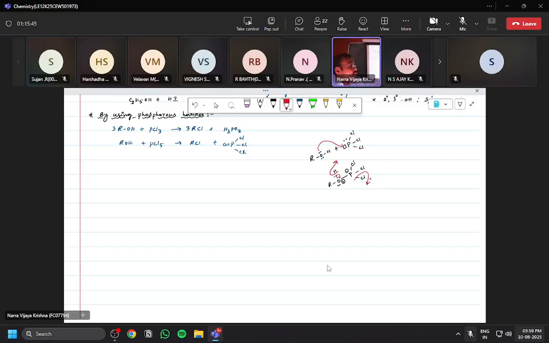Restoring the empty orbital of phosphorus? Is there any such possibility? Say something, yes or no? Or I will do one thing. I will do one transition state.